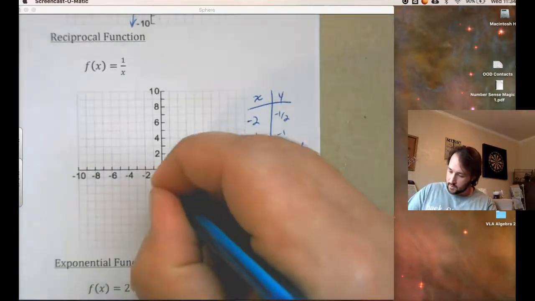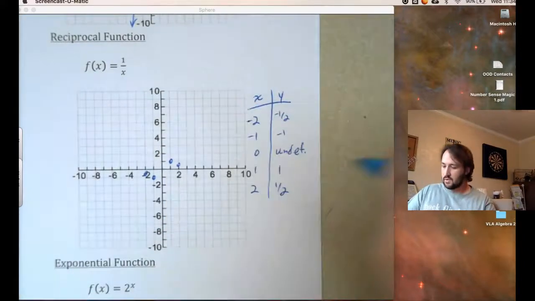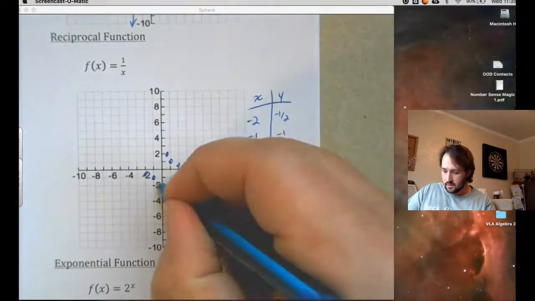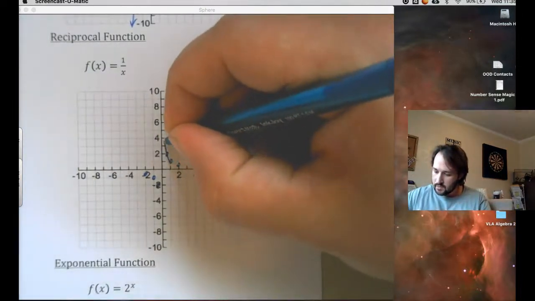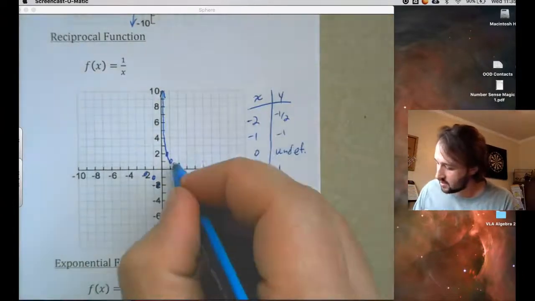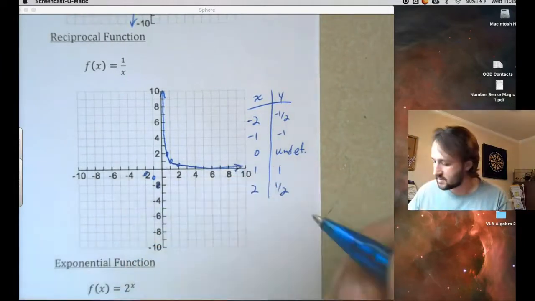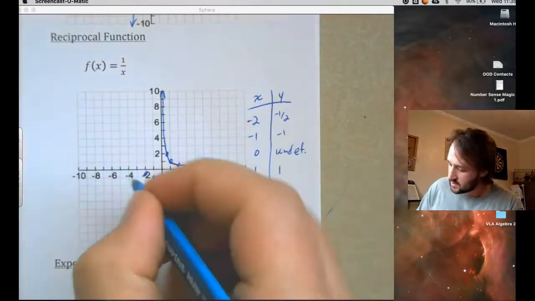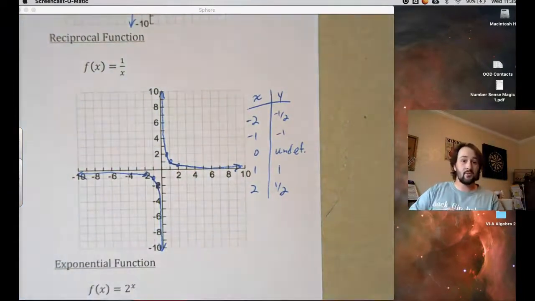So if I graph these points, even if I did 1/2, that's going to create 2, and -1/2 will create -2. So what's happening here is as I go this way, it's getting closer and closer to my y-axis, and as I go out in the positive direction, it's getting closer and closer to my x-axis. Same sort of idea in the other direction. Closer to the y-axis, closer to the x-axis. That is our reciprocal function.